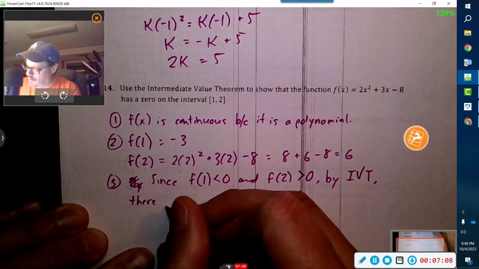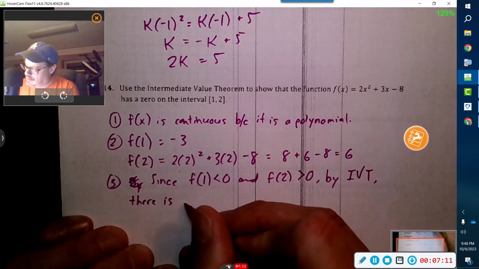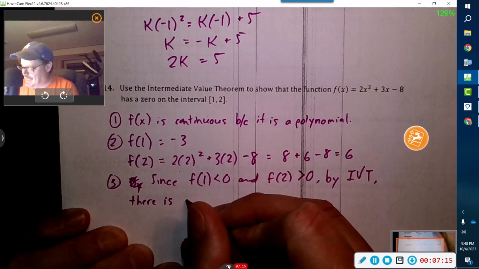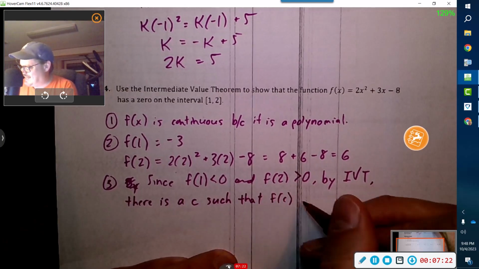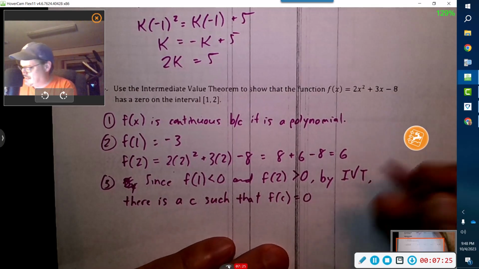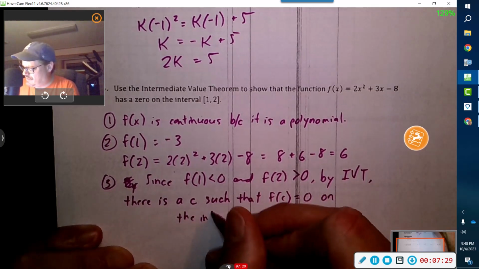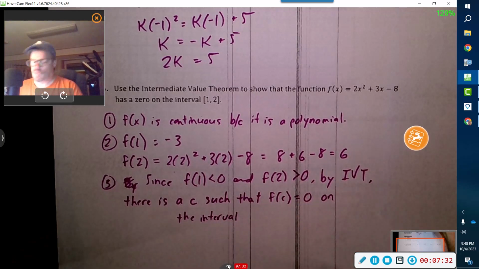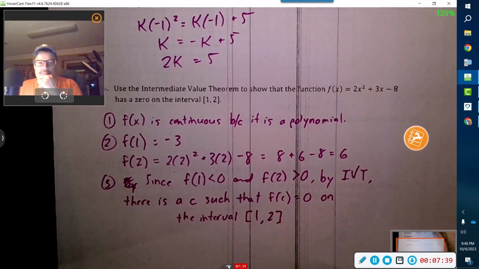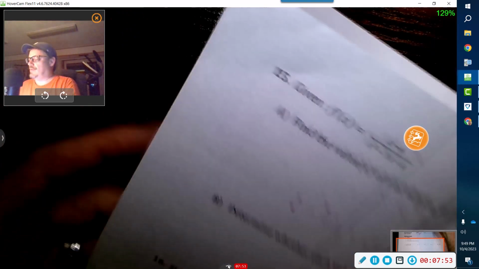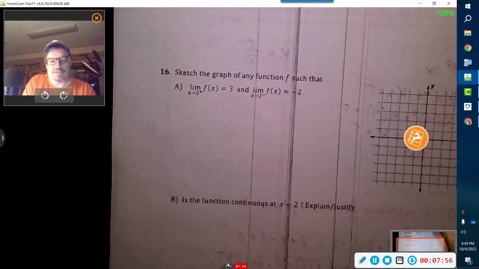there is a c such that, I don't know if I've ever said it like this though, f of c equals 0 on the interval 1 to 2. Or you could have said there is a 0 on the interval 1 to 2. All right, so those are our 3 components there, and that's it. We've used the intermediate value theorem appropriately. All right, we'll actually stop there.